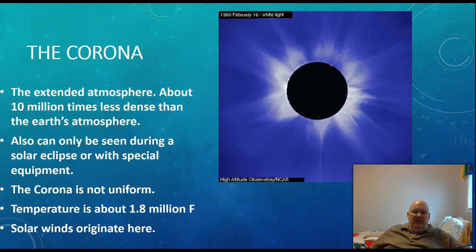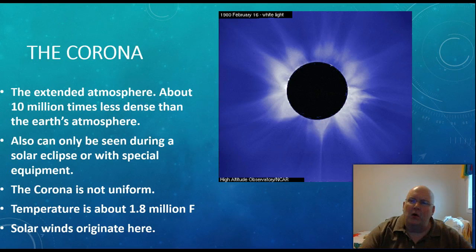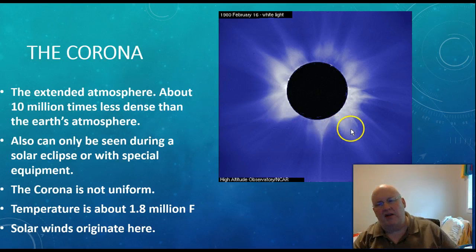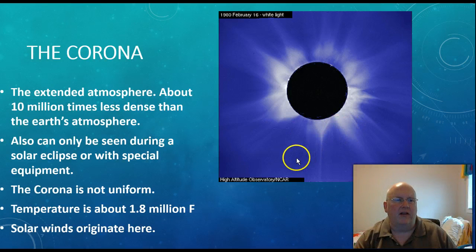Temperature is about 1.8 million. Scientists really aren't sure how the corona is hotter than the layer just below it, because usually as you go towards the center of the sun, it gets hotter, but it turns out the corona is about 1.8 million Fahrenheit, whereas the chromosphere is much, much cooler than that. The solar winds also originate here, and we may talk about solar winds just a little bit later in class.